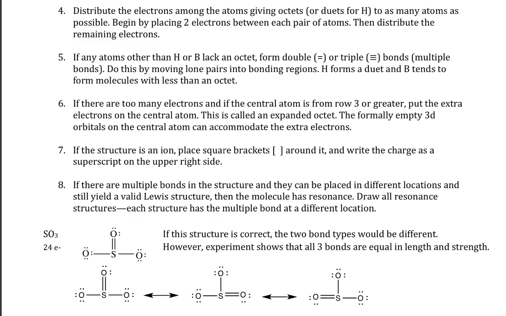6, if there are too many electrons, and if the central atom is from row 3 or beyond, put the extra electrons on the central atom. This is called an expanded octet, so it has more than an octet. The formally empty 3d orbitals on the central atom can accommodate the extra electrons. So the big atoms, the ones that have access to 3d orbitals close enough in energy, can put extra electrons in those orbitals.